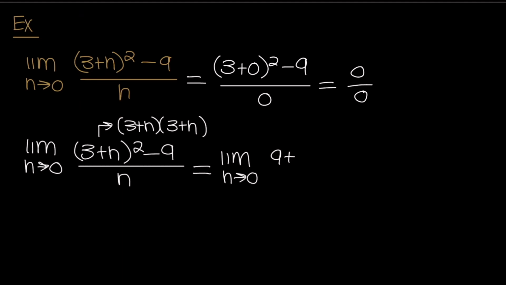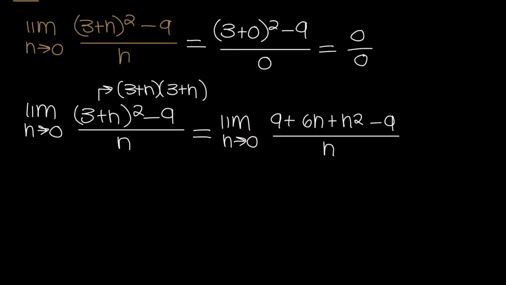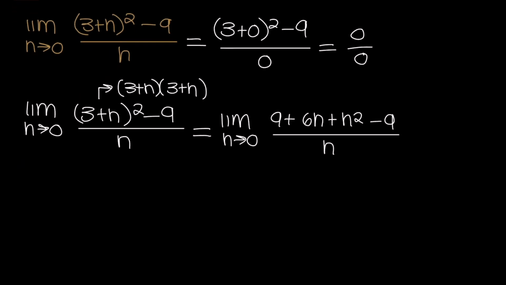I'll bring this down for us. So we're going to have 9 plus 6h plus h squared minus 9 over h, right? Let's keep going though, because we still haven't found a way to cancel out an h. The limit as h goes to 0, I'll put an equal sign to continue from here. And the 9's go away and we're left with 6h plus h squared over h, and voila.